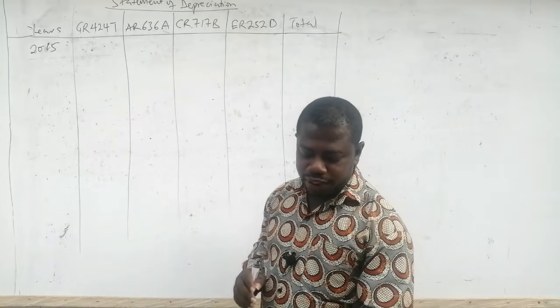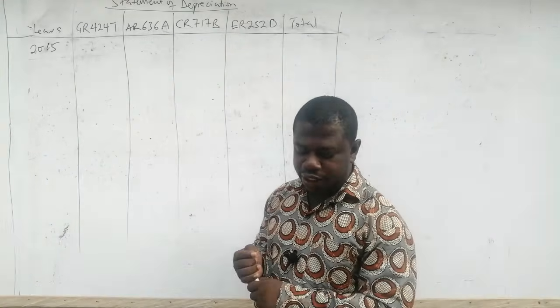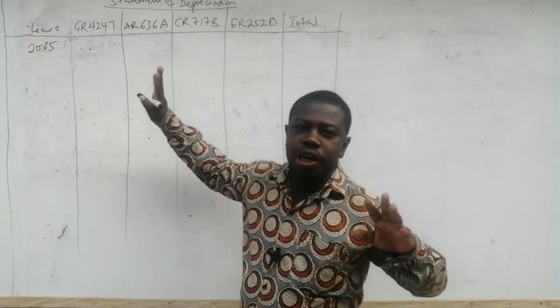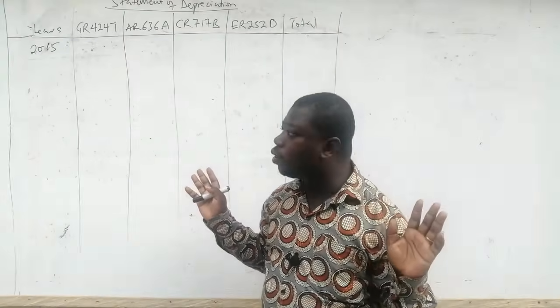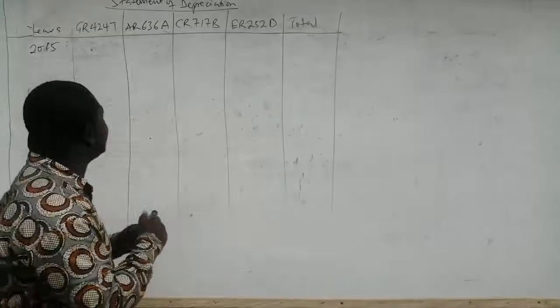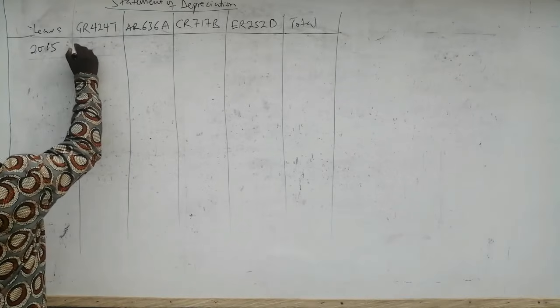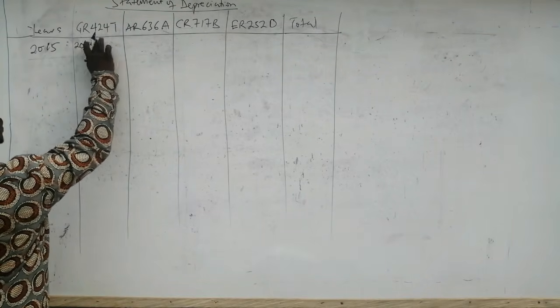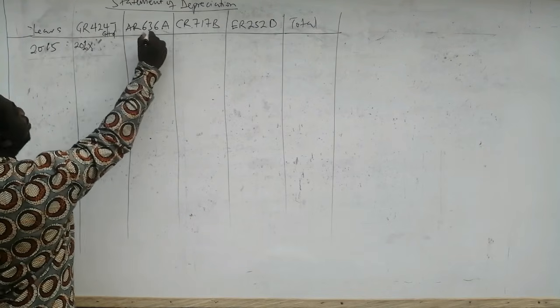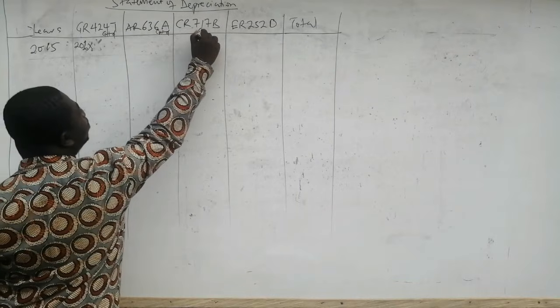And the cost is 20,000. The date of disposal is in 2017, and therefore for 2015 it was not disposed of. So we calculate full depreciation for 2015. It will be 20% of 20,000. Let me put the currency sign up here for each of them.